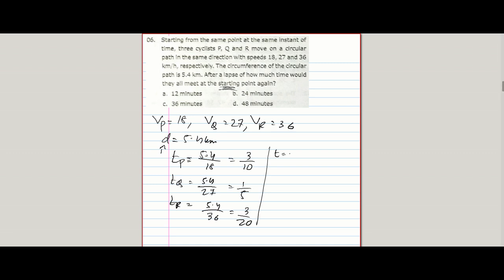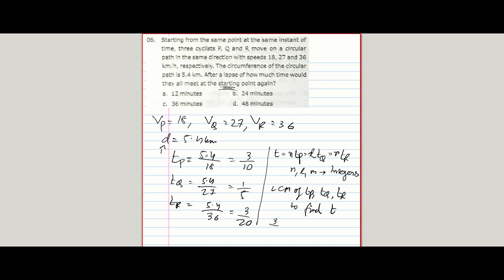From the question we can say that t is some common multiple of tp, n into tp, and l into tq, and m into tr, where n, l and m are integers. So we can find this by the definition of LCM. We can find the LCM of TP, TQ and TR to find T. This is by the definition of LCM.